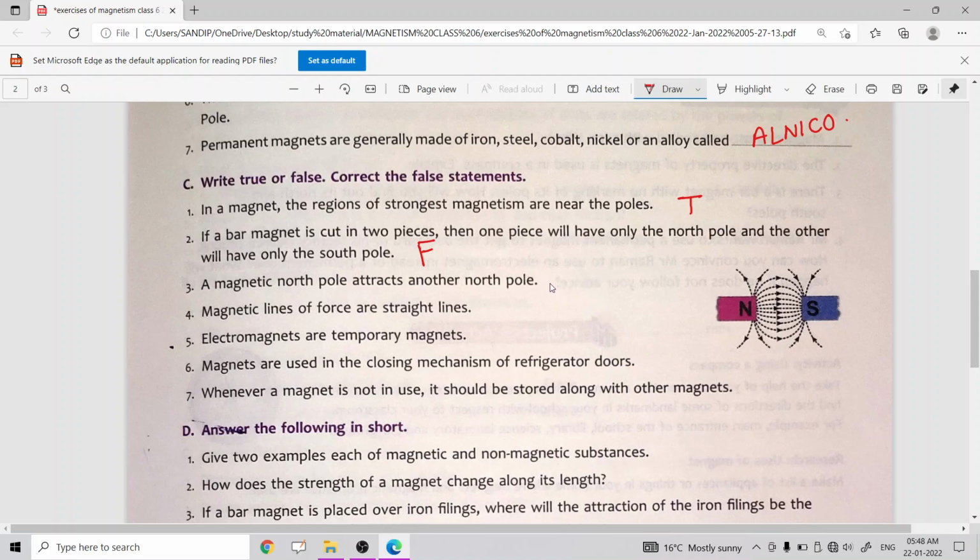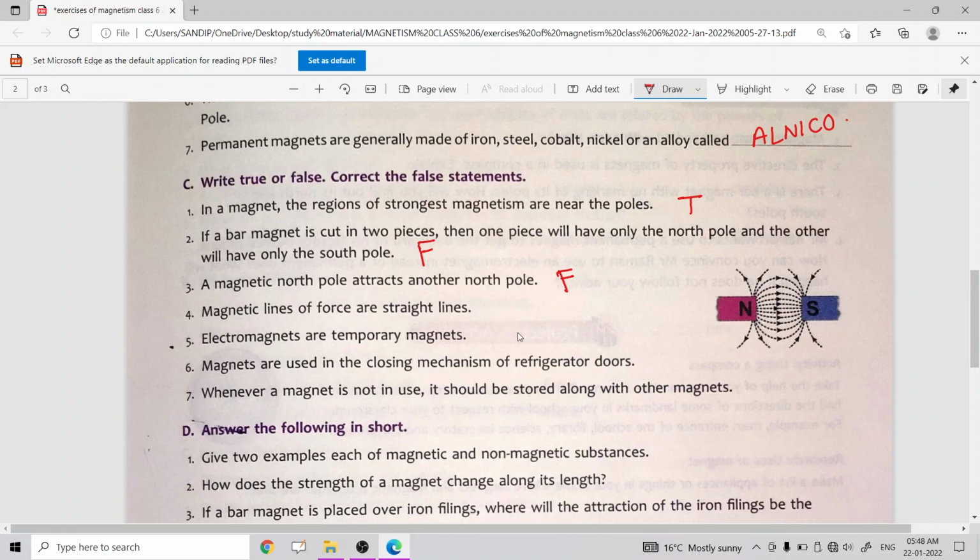Now the next one is: a magnetic north pole attracts another north pole. It is also false. The correct statement is: a magnetic north pole repels another north pole, or you can say a magnetic north pole attracts a south pole.